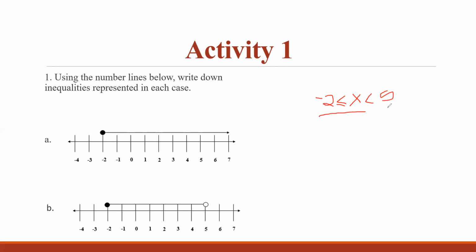I think this one has gotten the answer correctly. -2 is less than or equal to x, less than or equal to 5. This bold one means that -2 is included. Then this open circle is showing that this 5 is not included.